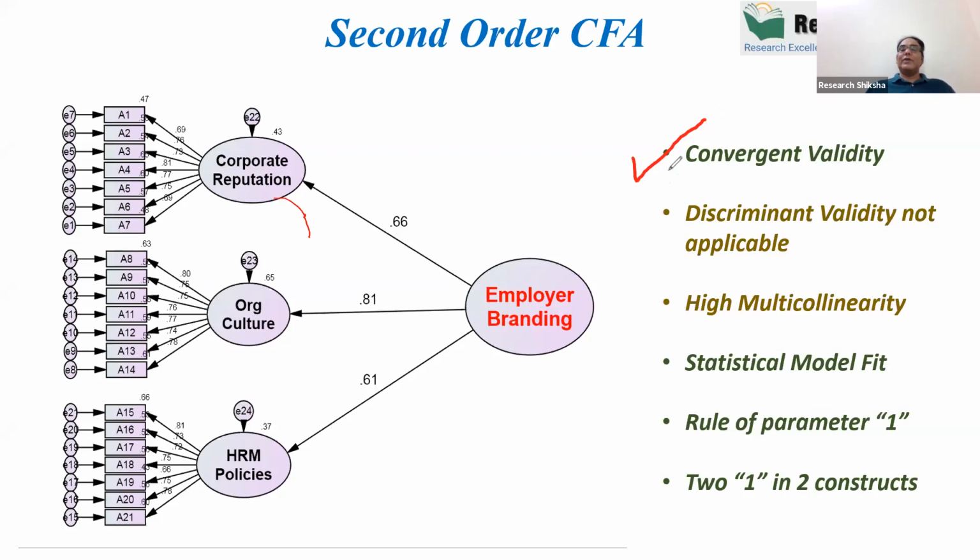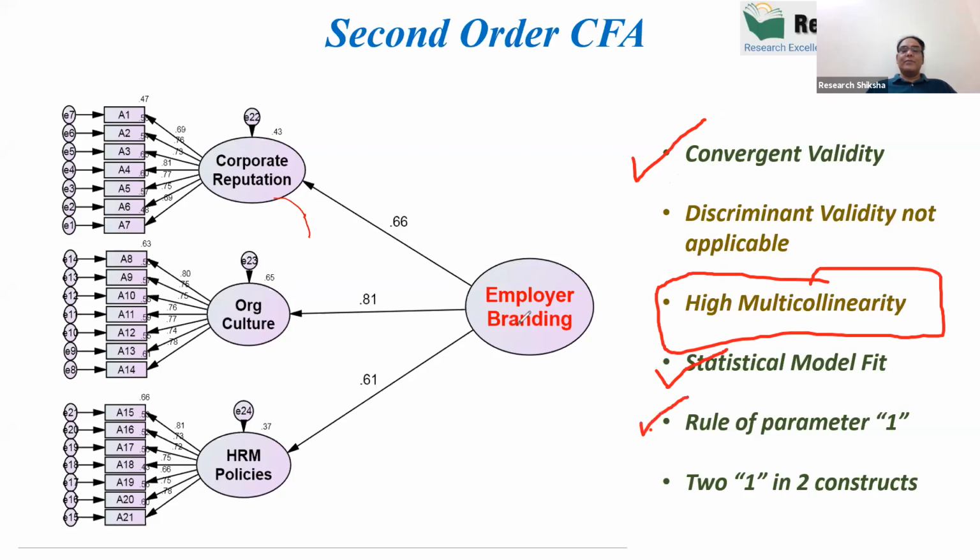But you will go to a second order construct when there is a problem of high multicollinearity in the zero order constructs. So this is the problem when you should move from first order to second order. You have to check the statistical fitness. The rule of parameter one also works here.